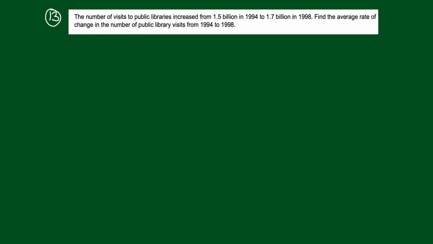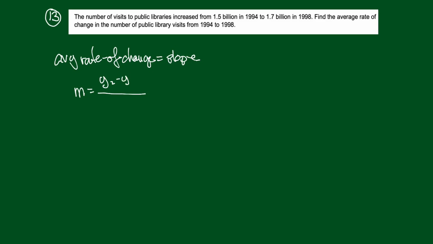Okay, now here's what we know. The average rate of change, right? The average rate of change is equal to the slope. So as long as we know that, when we see this here, find the average rate of change, I'm just going to use the slope formula. And the slope formula we know is m equals second y minus first y over second x minus the first x. Now I'm going to write some ordered pairs here.